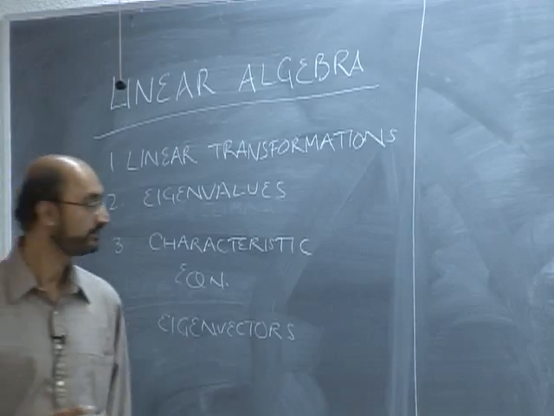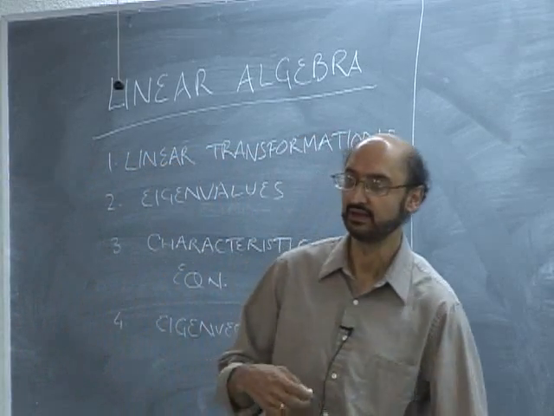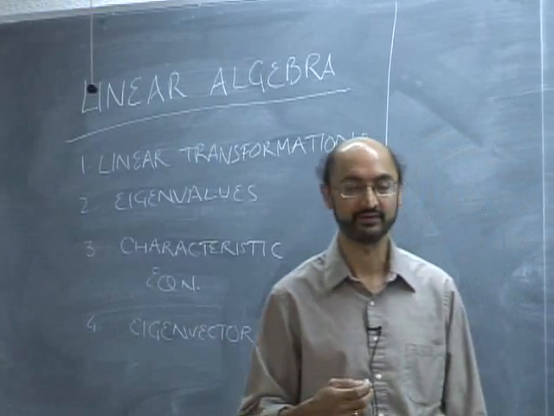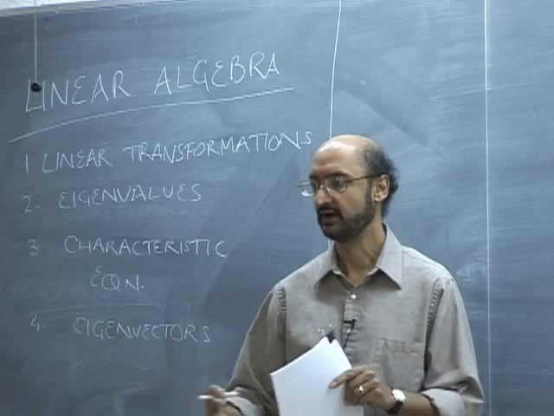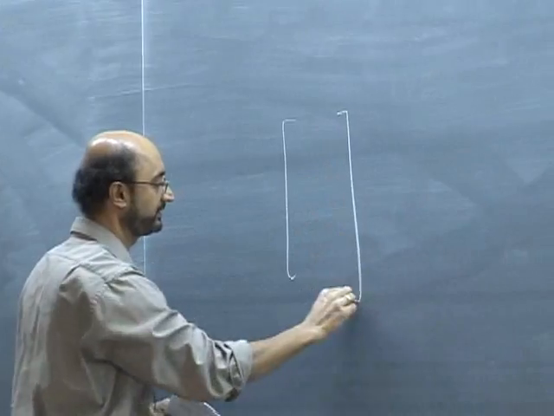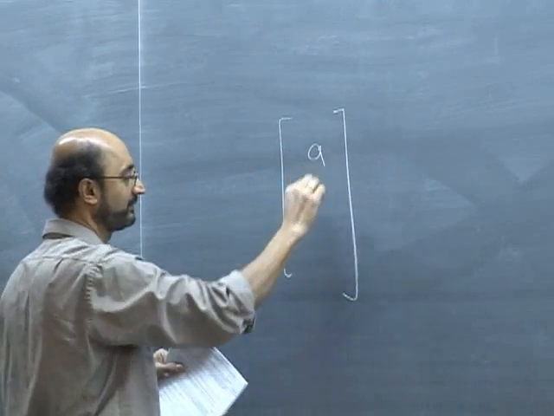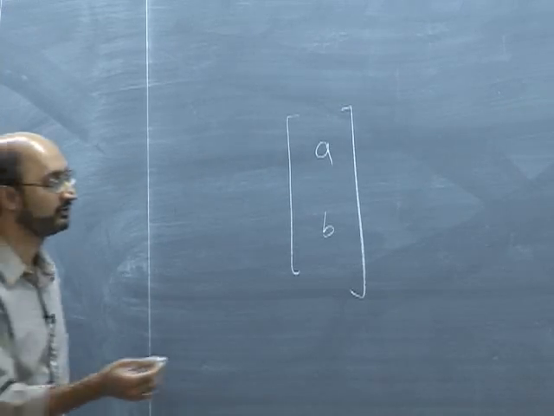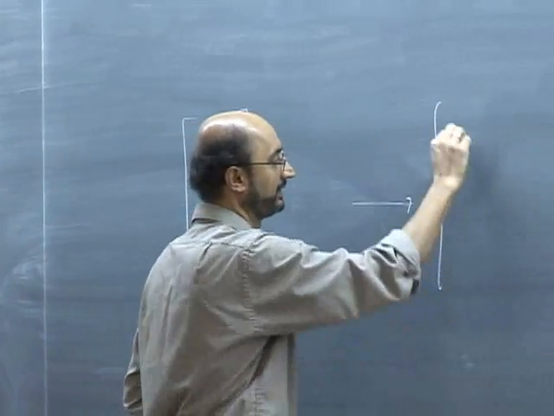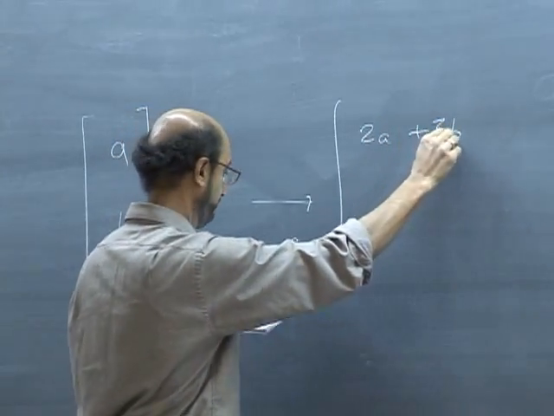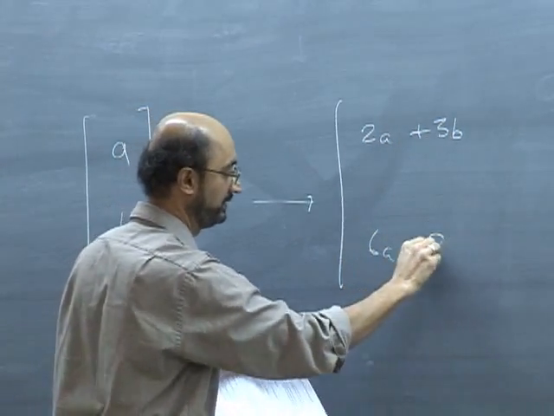Okay, but the first step is to understand what's meant by a linear transformation. A linear transformation is essentially a way of taking a vector and transforming it into another vector. So we take some vector. Let me just write it out. I'm going to do the example from here. So let's say we just have a vector with two elements, a and b. Just keep it simple. And what's going to happen is that we're going to compute from this a new vector, which is 2a plus 3b and 6a plus 2b.